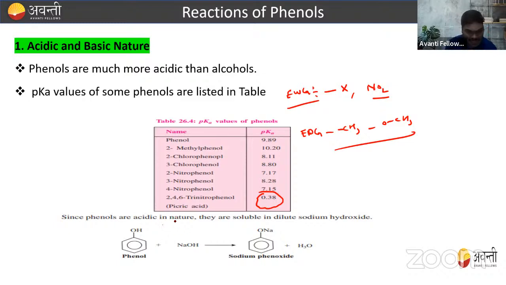Since phenols are acidic in nature, they are soluble in dilute sodium hydroxide, because we know that phenol, being acidic in nature, reacts with the base to form sodium phenoxide and hydronium ion.